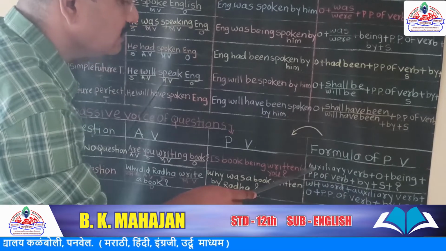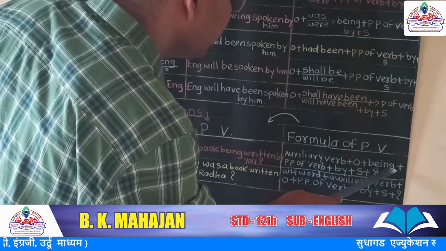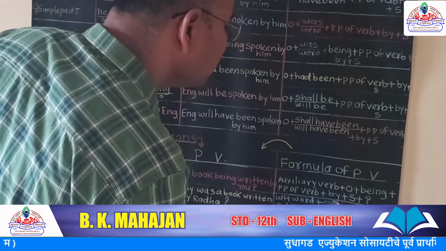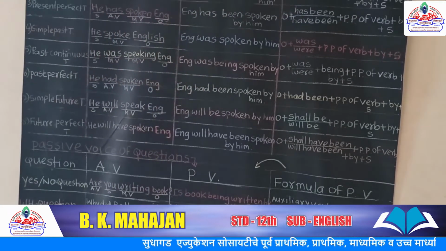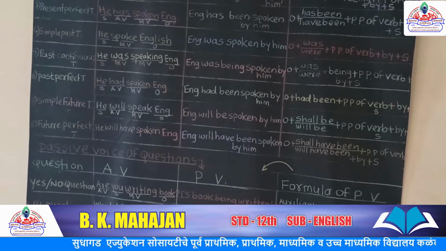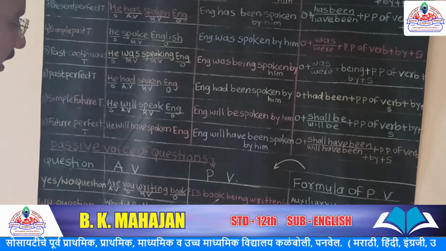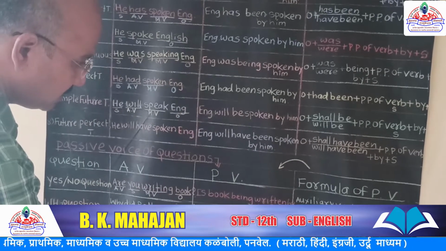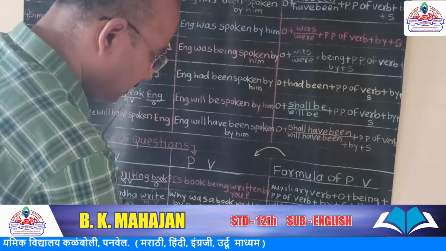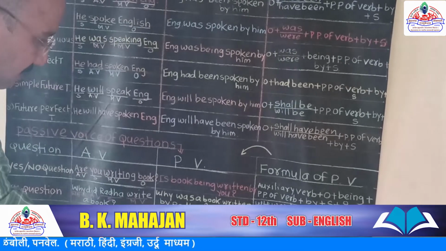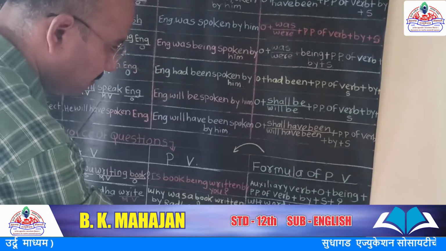The formula is auxiliary verb plus object plus being plus past participle of verb plus by plus subject plus question mark. WH question: Why did Radha write a book? This question of active voice is converted into passive voice with the help of this formula: WH word plus auxiliary verb plus object plus past participle of verb plus by plus subject plus question mark.